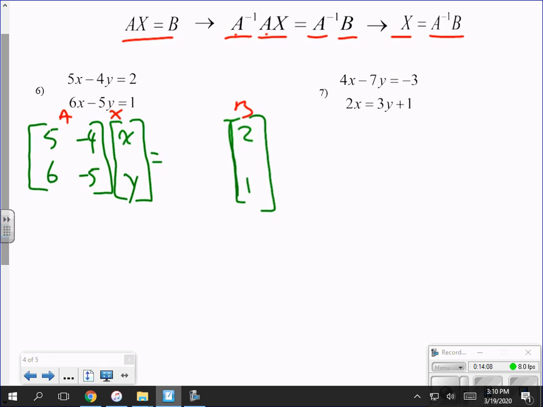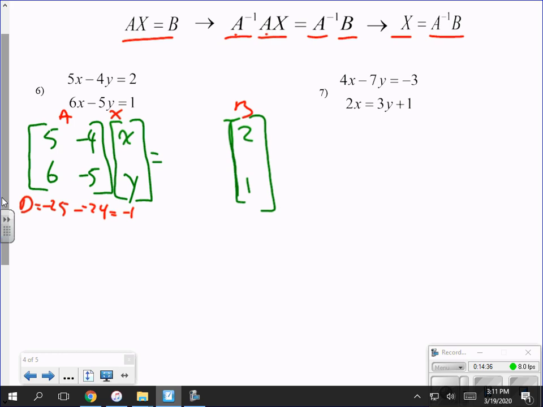So the first thing I need to do is find A inverse. So I have A here. I need to find A inverse. So the determinant, I have to do that one first. My determinant is 5 times negative 5, negative 25, minus 6 times negative 4, which is negative 24. Right, so what do I get? I end up getting negative 1 as my determinant. Oh, that's really, really nice. Makes it easy to find my inverse matrix.